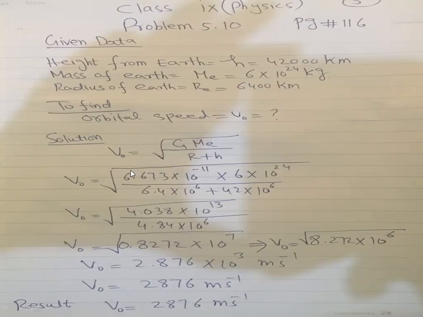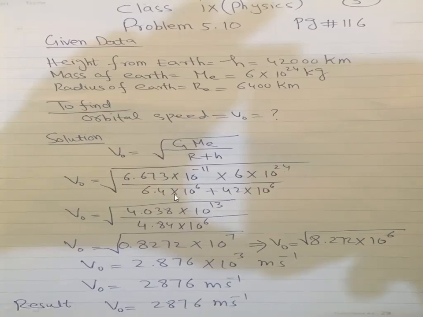I multiply 6.673 multiplied by 6, you will get 4.038. If you multiply 6.673 by 6, you need to check by yourself. You need to do the calculation by yourself. It might be wrong, but you need to check by yourself. Okay, so for the powers, when the bases are same, powers will be added: 24 minus 11, you will get 13.